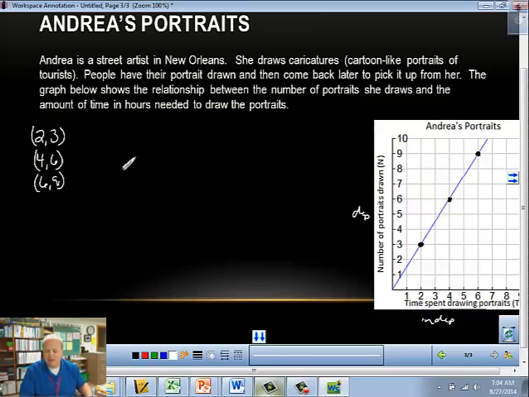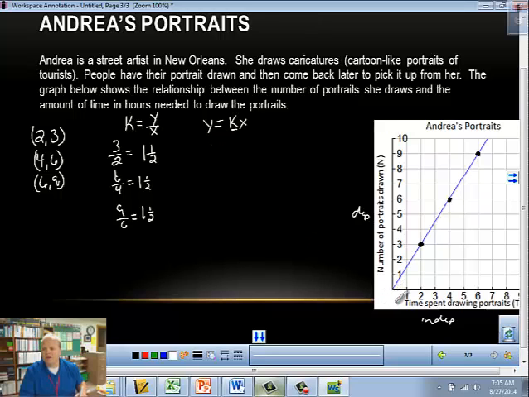Now, I need to find my constant. What does this mean? In 2 hours, she draws 3 portraits. Remember my k? What do we say k equals? It should equal y over x. So I'm going to go 3 over 2. That's in simplest form, but I can make it a mixed number, which is 1 and 1/2. 6 over 4 equals 1 and 1/2, and 9 over 6 equals 1 and 1/2. These are all my k, because they are all the same. Here's my constant of proportionality.